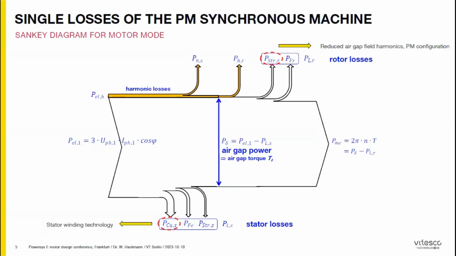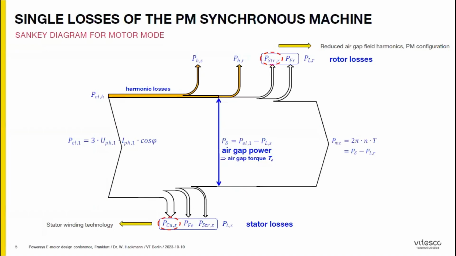Then we have some losses for the stator: the ohmic losses, the hysteresis losses, and the part we are calling stray losses. Then we come to the air gap power, which is combined with the air gap torque, which is normally the result of static finite element simulations. And on the rotor side, we also have some loss parts. We have stray losses, for example eddy current losses in the magnets, and mechanical friction losses, PFR.